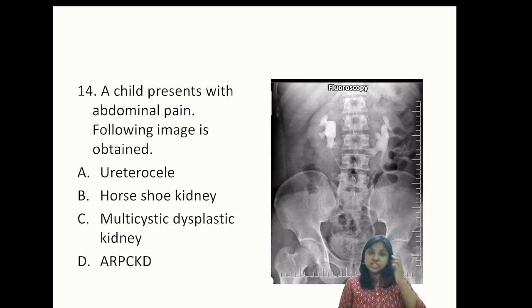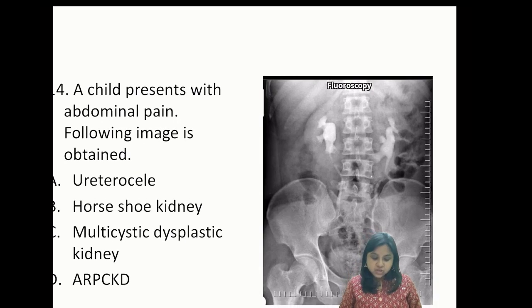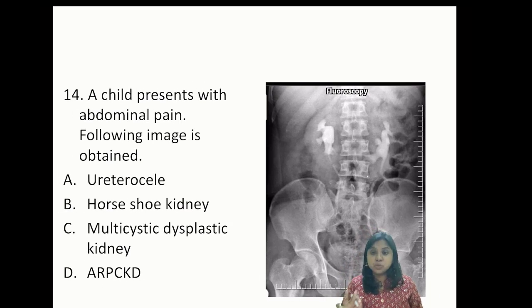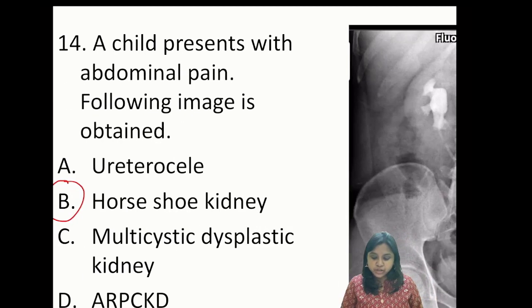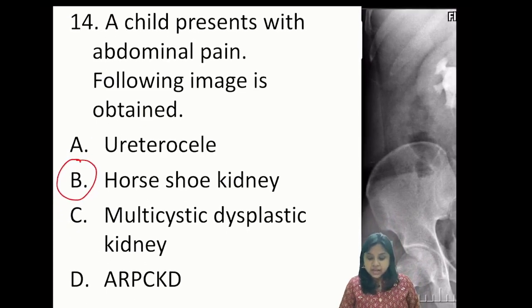Coming to question number 14, a child presents with abdominal pain and the following image is obtained. This is the IVP spotter. See this, usually the kidneys are located like this, but here they are more medial and the lower poles of the kidneys are almost fused. So I'm dealing with a congenital abnormality of the kidney. This is nothing but horseshoe kidney. Whenever you find horseshoe kidney, remember that we find it in 1 in 400 live births, and it is very much associated with Turner syndrome.